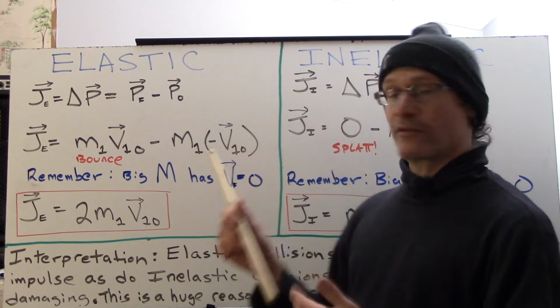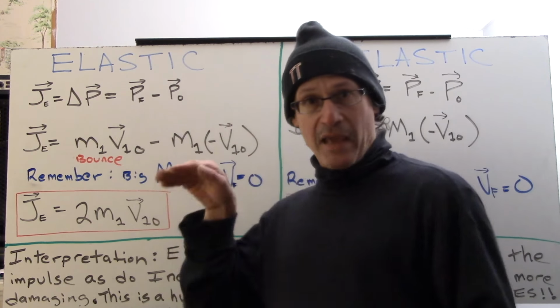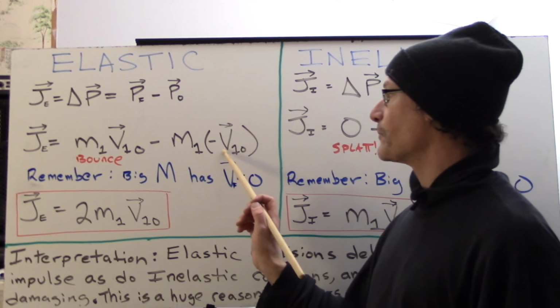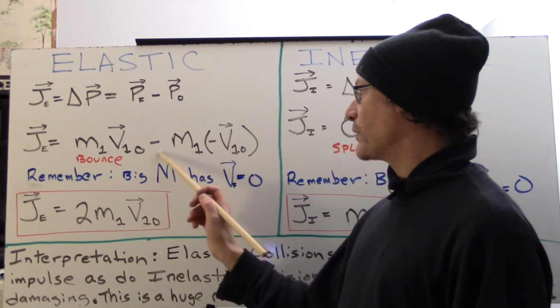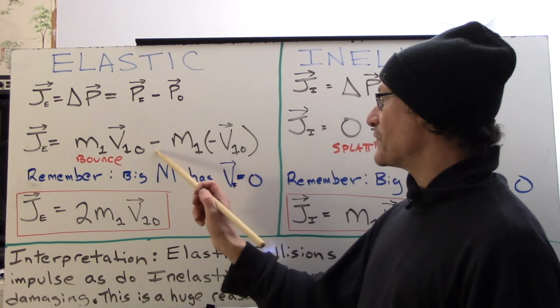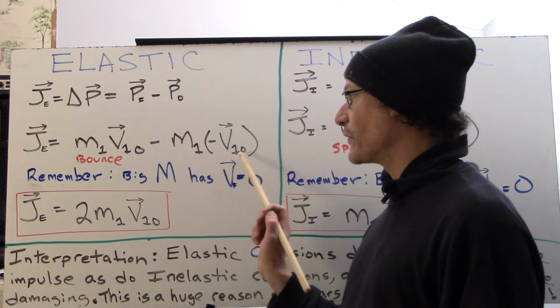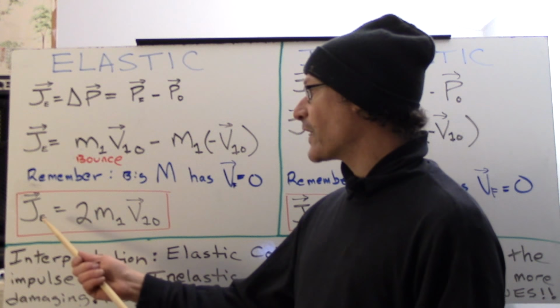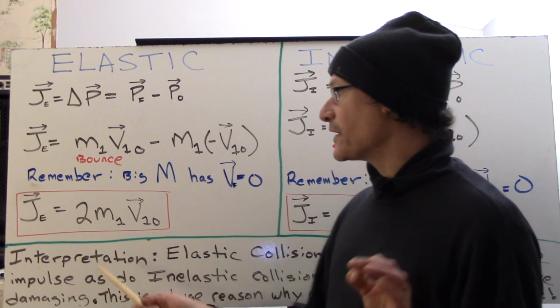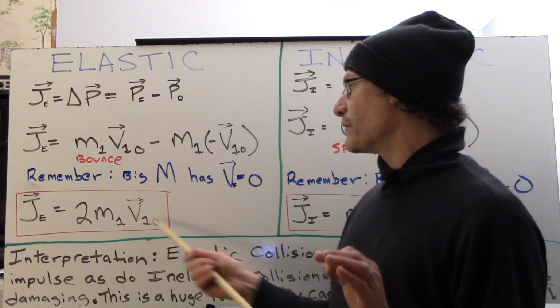Minus m1, and of course the original velocity came in with the negative direction, so here's the negative sign over here. So we got m1 v1 naught plus, well, it becomes plus over here. That's the deal. We have negative and negative, so this is all positive. So we've got the impulse on the elastic side equaling 2 m1 v1 naught.